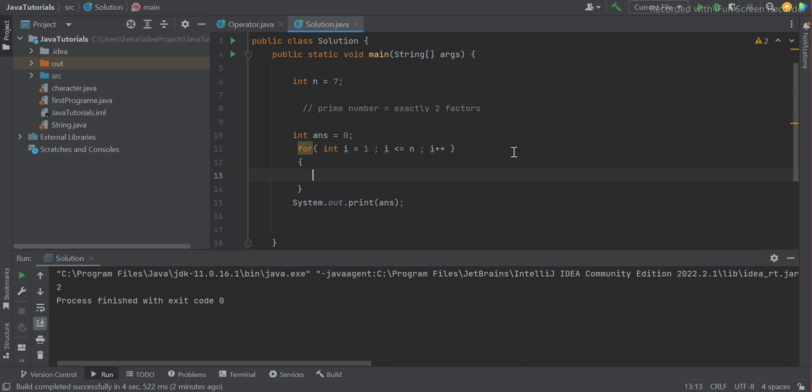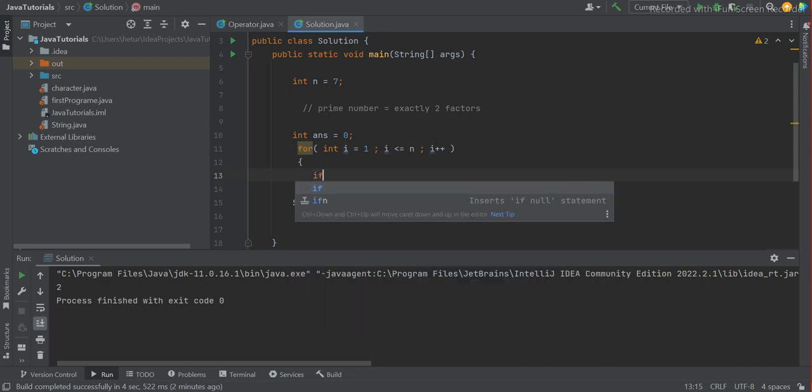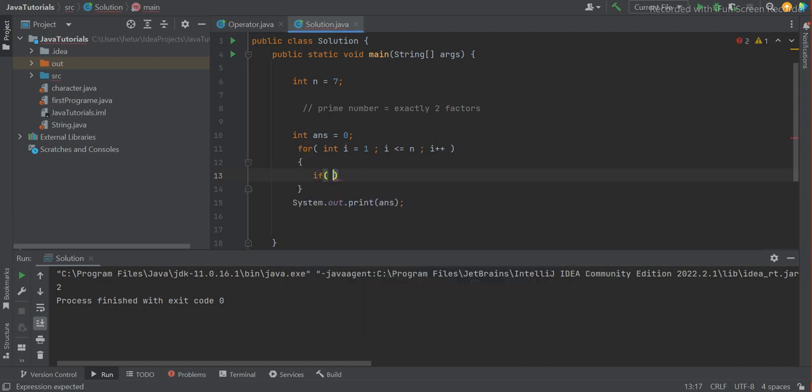I have to use also if else, right? So if n modulo i equal to 0. What I have to do is take each of these numbers. So for example, 7 modulo 1, 7 modulo 2, 7 modulo 3, 7 modulo 4, 7 modulo 5, 7 modulo 6, 7 modulo 7, right?